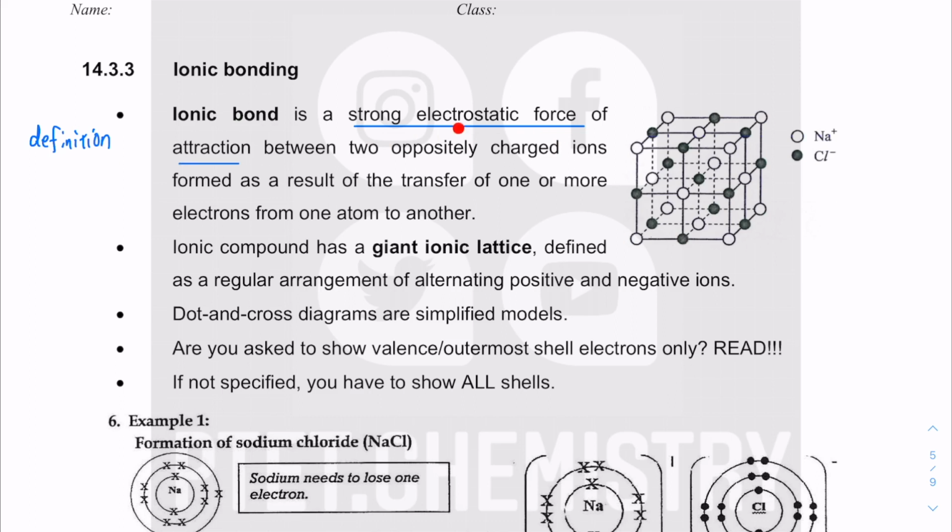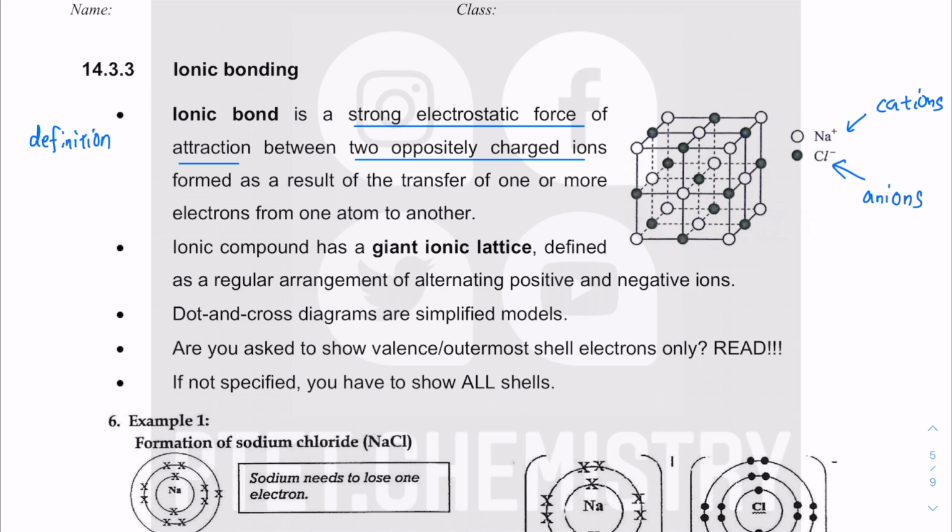Electrostatic means it's charged particles, but these charged particles are two oppositely charged ions, meaning to say you have cations. Cations are positively charged ions, and they are formed as a result of loss of electrons. And then you have anions, which are negatively charged ions, which are formed as a result of gaining electrons. So these two oppositely charged ions will form as a result of transferring one or more electrons from one atom to another. The metal atom loses electrons and forms cations. Those electrons that the metal atom loses go to the anion. The anion gains electrons.